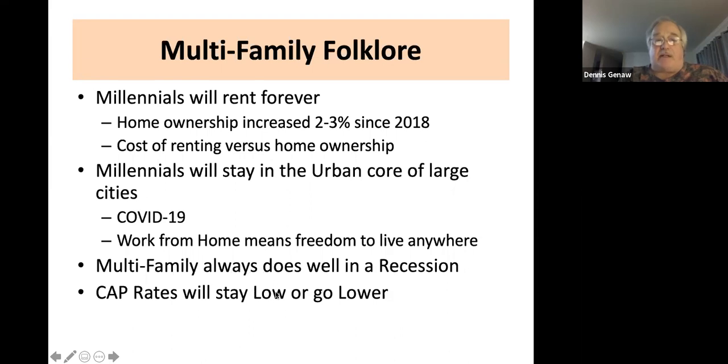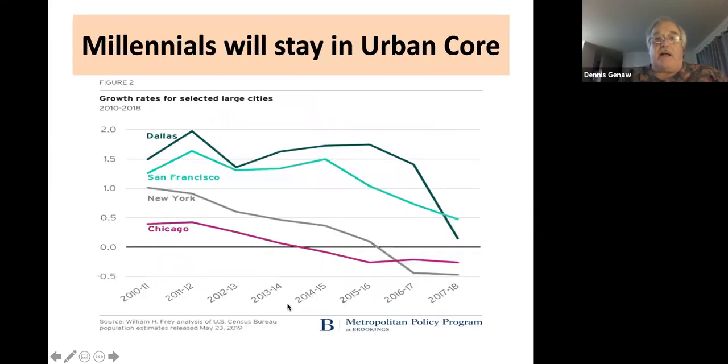And multifamily doesn't always do well in a recession and the other. And here's a couple of cities that we just picked up. Since 2016, we've already started to see the growth rates for these large cities go on the decline, and they've continued to decline, even though you're still seeing some growth. The growth has gone down from as high as 2% in Dallas down to almost 0. In San Francisco, from a high of about 1.6, 1.7, down to below 0.5. And in New York and Chicago, the growth rate has actually gone negative.